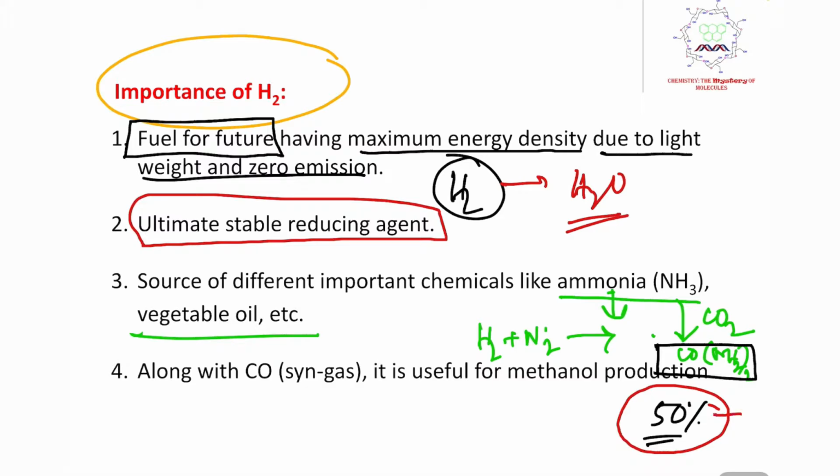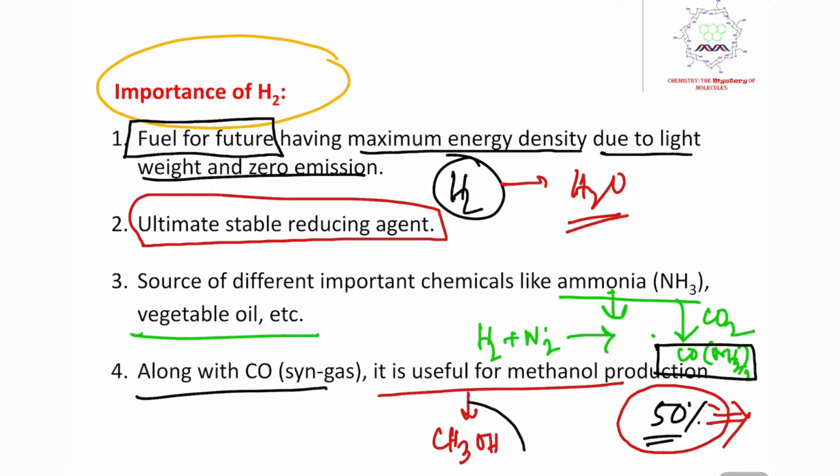I have already discussed this previously. Now, not only that, hydrogen along with carbon monoxide is useful for methanol production. Methanol means the simplest alcohol. Students, it's another very important potential fuel, which will come later on. So this is used for methanol production, and you may consider it a substitute for gasoline, meaning the fossil fuel or petroleum.